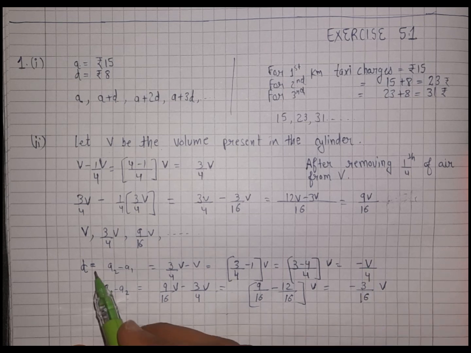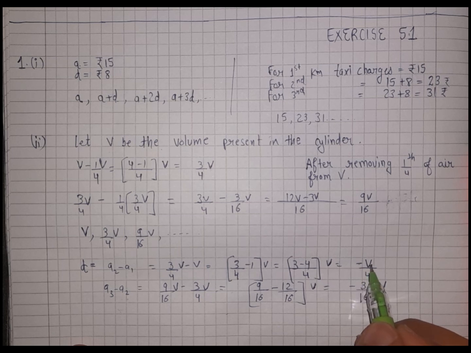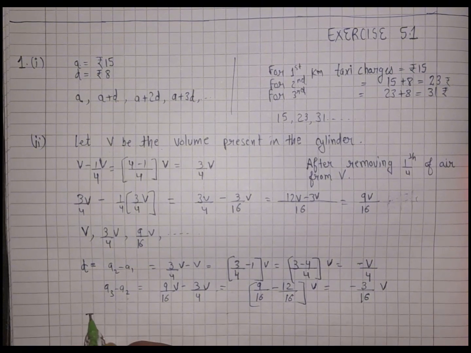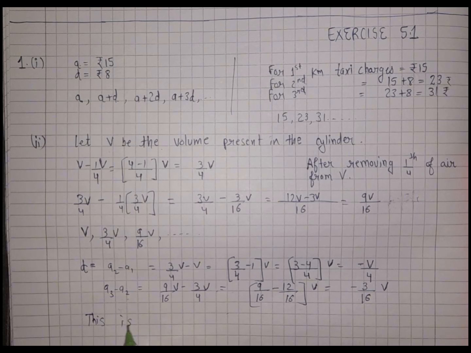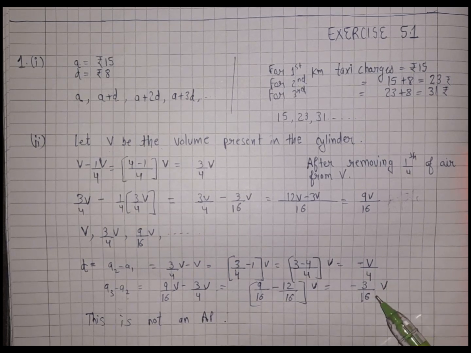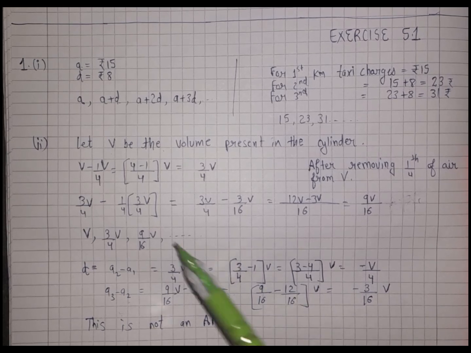In the first one we get the difference equal to minus V upon 4. In the second one we get the difference equal to minus 3 upon 16 V. So this is not an AP. This is not an AP sequence because it doesn't have a common difference between the terms.